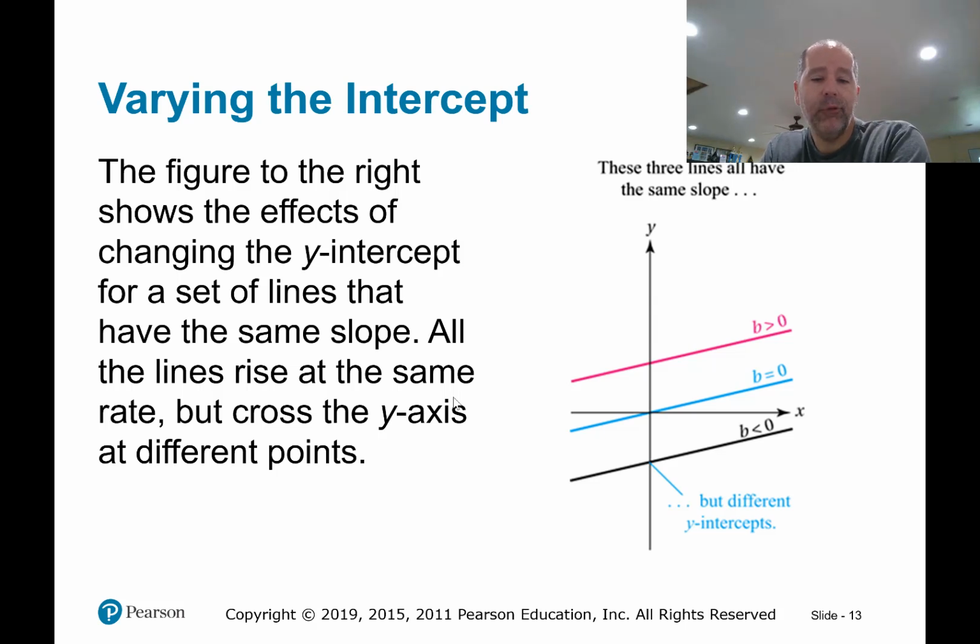Now, if we have lines that have the same slope but different y-intercepts, then we have parallel lines, but they intersect the y-axis at different locations, as in the picture we see here. So lines that have different intercepts but the same slope are parallel lines.